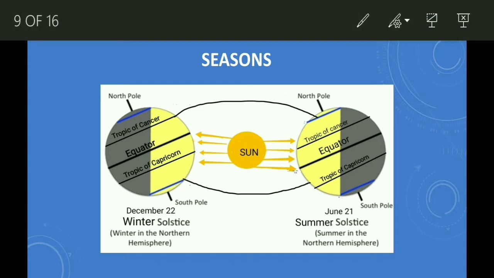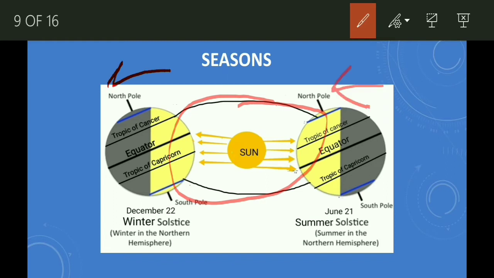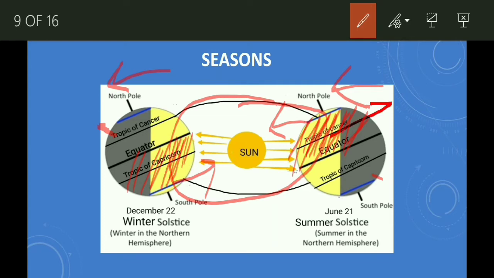Children, while the earth is revolving around the sun, the earth is always tilted to one side. As you can see in the image, children, the earth is bent to one side. The half of the earth that is bent towards the sun gets more intense rays of the sun than this half of the earth. So this half of the earth which faces the sun experiences summer.